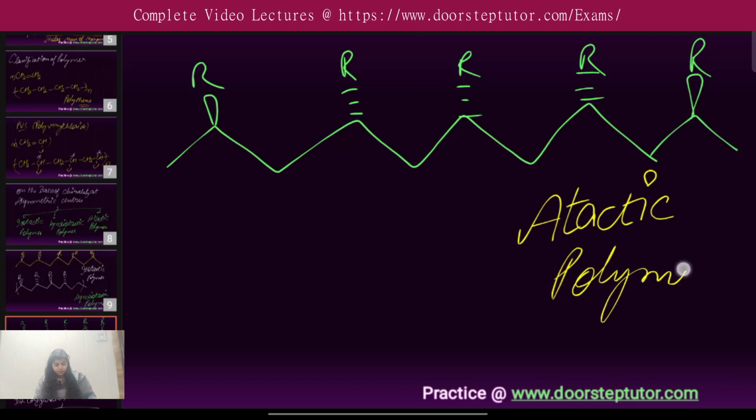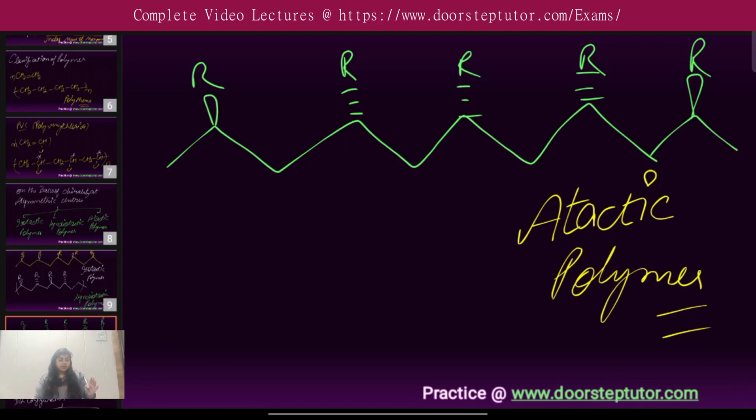So this was the classification of the polymers on the basis of the configurations that can be present at the chiral centers. Based upon that, three classifications are possible. The first is isotactic, that means the same configuration is present at all the chiral centers. Second is syndiotactic, where at alternate positions the configuration is the same. And the third is the atactic polymer, in which a random configuration is there at all the chiral centers.